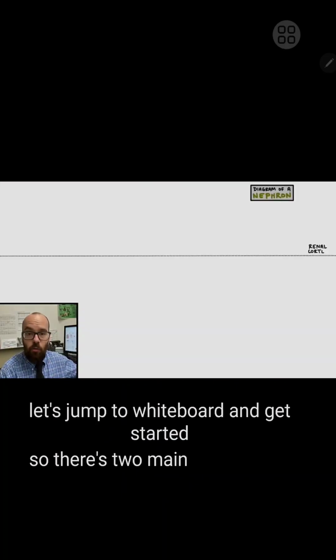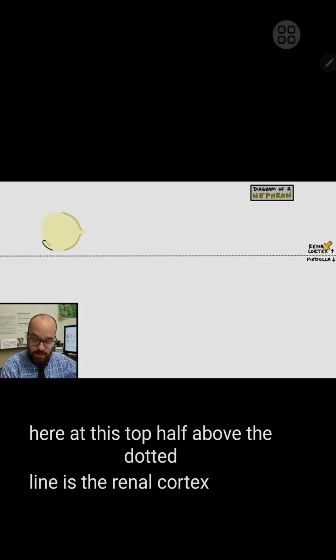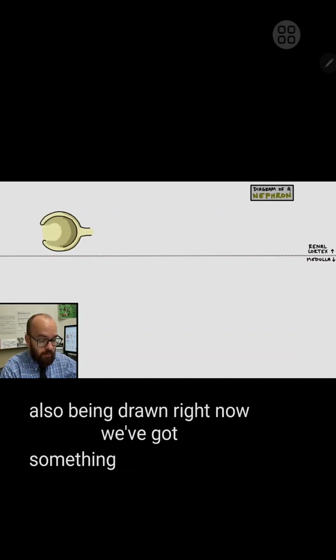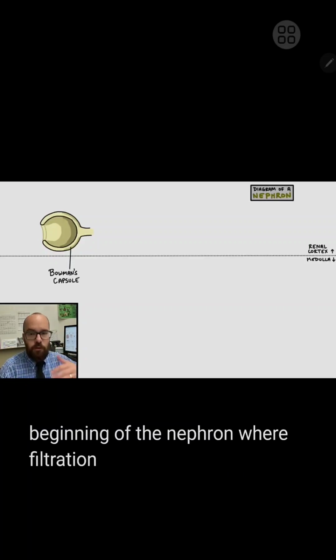started. So there's two main regions in our diagram here. Here at this top half above the dotted line is the renal cortex, and everything below the dotted line is the renal medulla. Also being drawn right now, we've got something that's called the Bowman's capsule. This Bowman's capsule is going to be the beginning of the nephron, where filtration first happens.